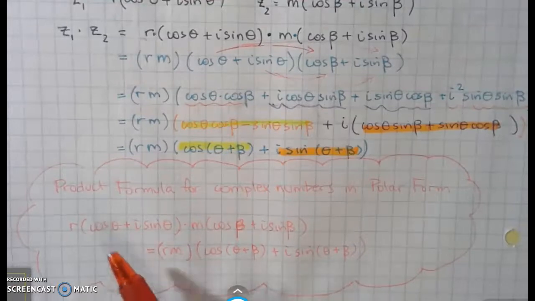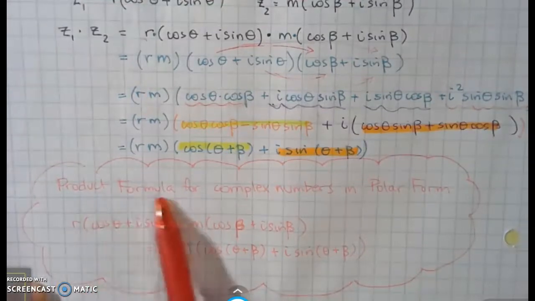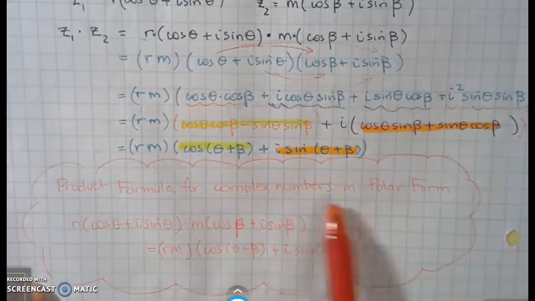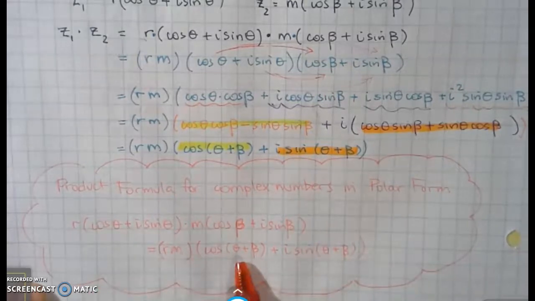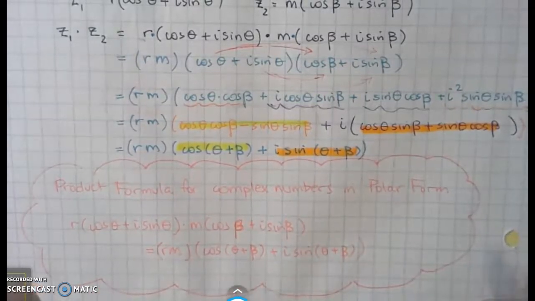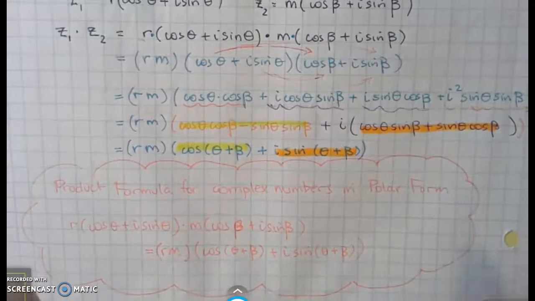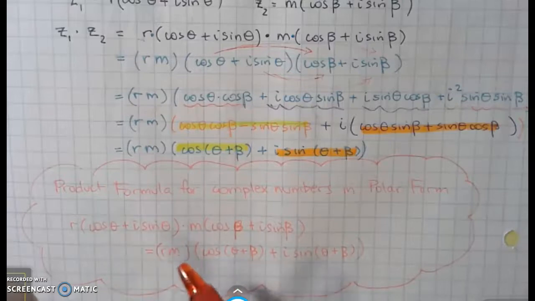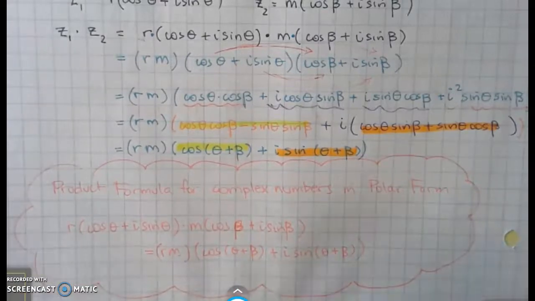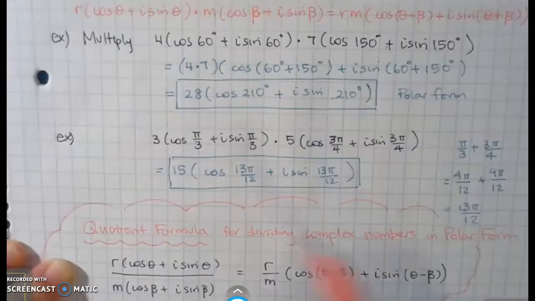Now, during the previous video, we derived the product formula for complex numbers in polar form as this. Is there a similar formula for quotient when you're dividing complex number in polar form? And yes, there is. And here it is.